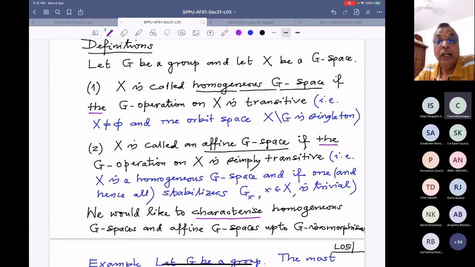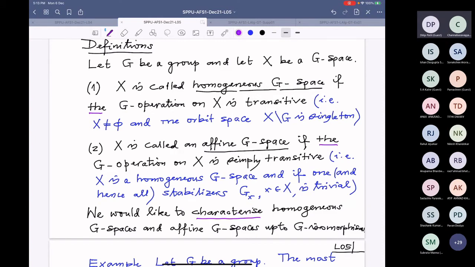Is that clear? Last time also I was mentioning these things we were studying right from the school days, and you will see how I will come to that. And what will I do? I would like to characterize homogeneous G spaces and affine G spaces up to G isomorphism. Are the definitions clear? Soon I will also give examples, meaning concrete examples that we deal with. Is that clear or does anybody have a question?